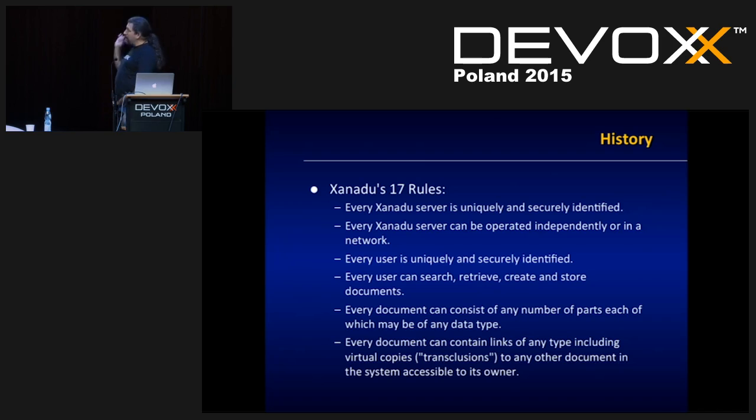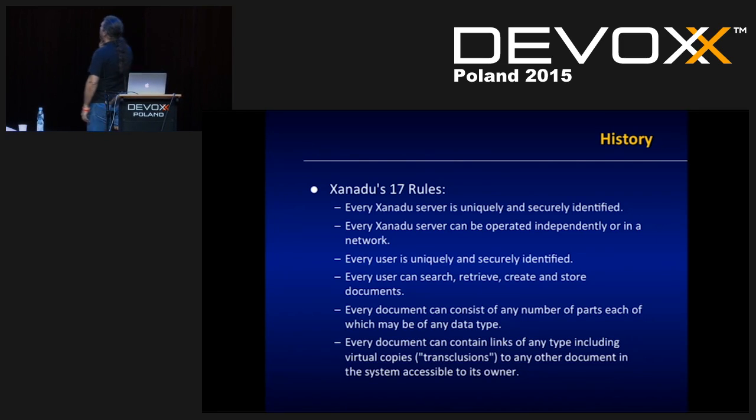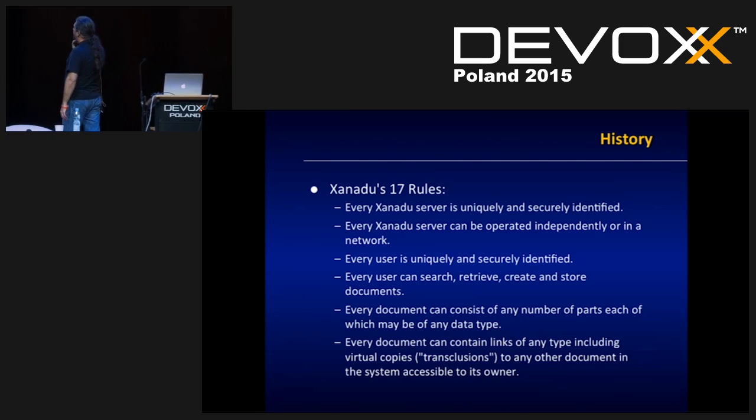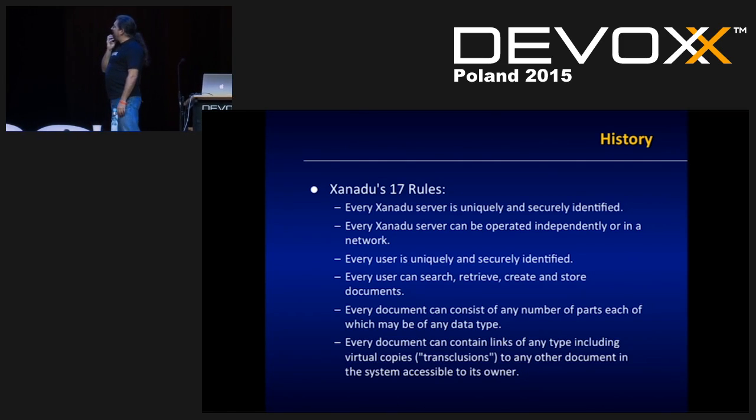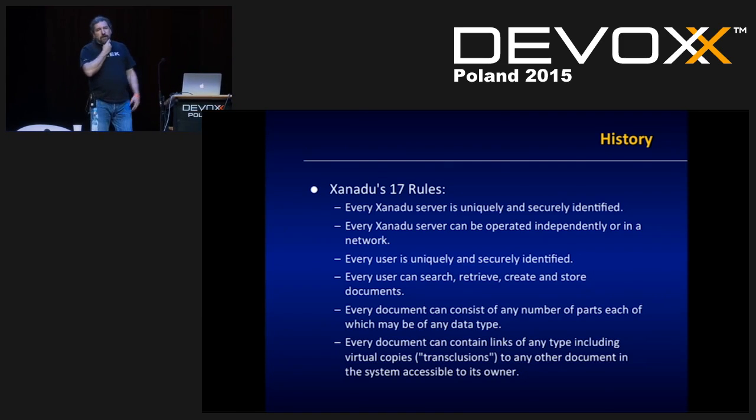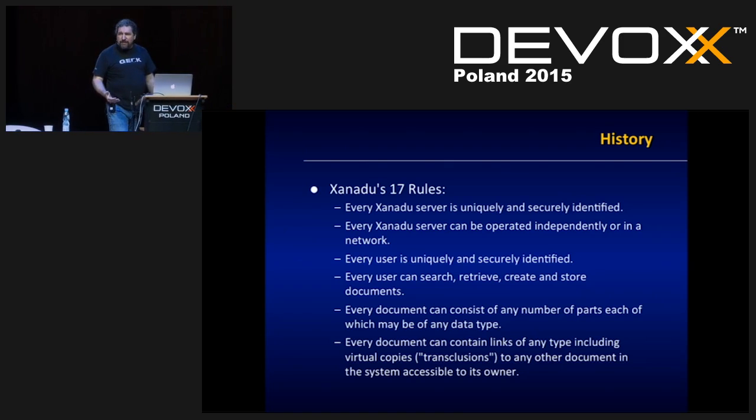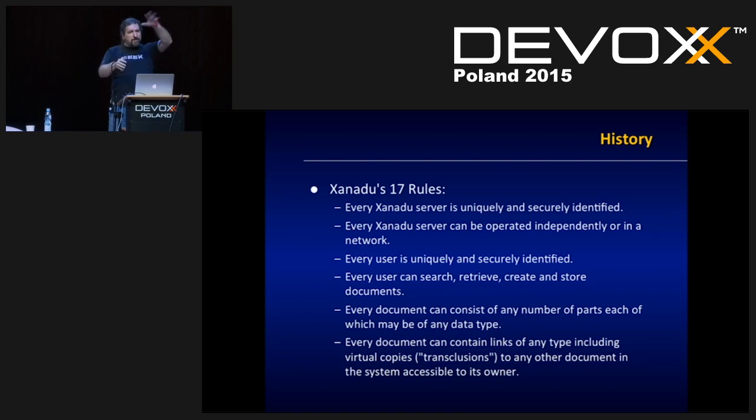We can certainly identify servers uniquely. That's kind of what IP is for. And they can be operated independently or in a network, right? Wi-Fi off, Wi-Fi on, it all just works, right? Each document can consist of any number of parts, each of which may be of any data type. Well, we certainly have that with respect to HTML, right? You can have a page, it's got some text, it's got some graphics, it's got some more text, it's got a flash video, all kinds of different stuff we can put in there.